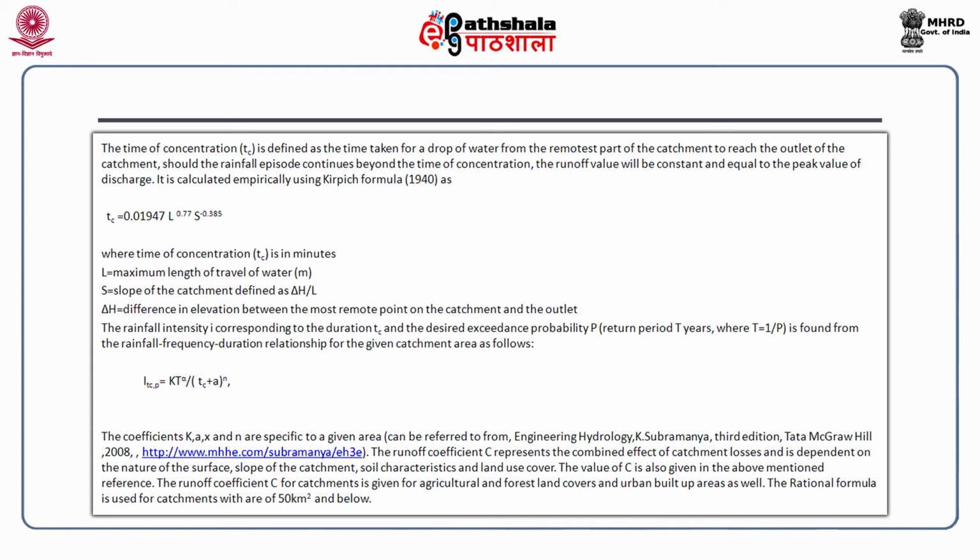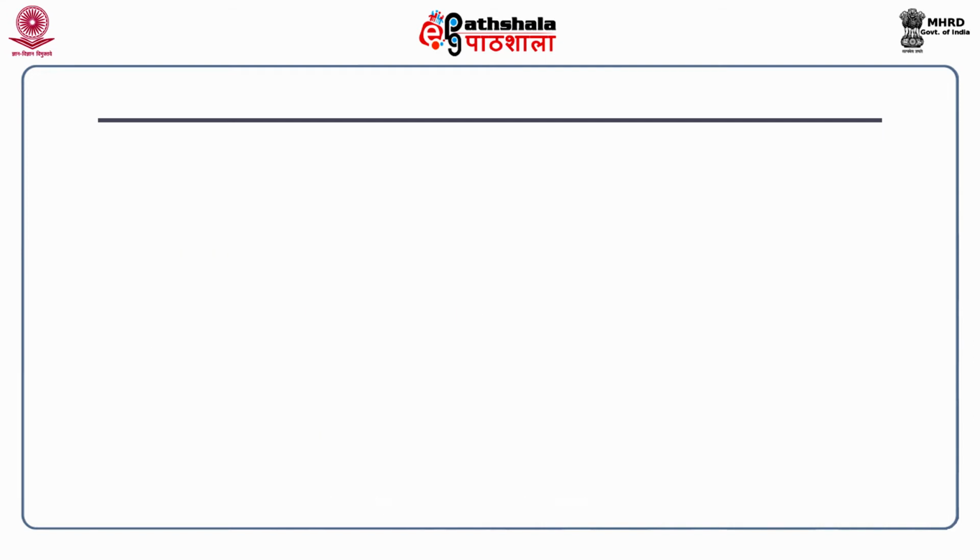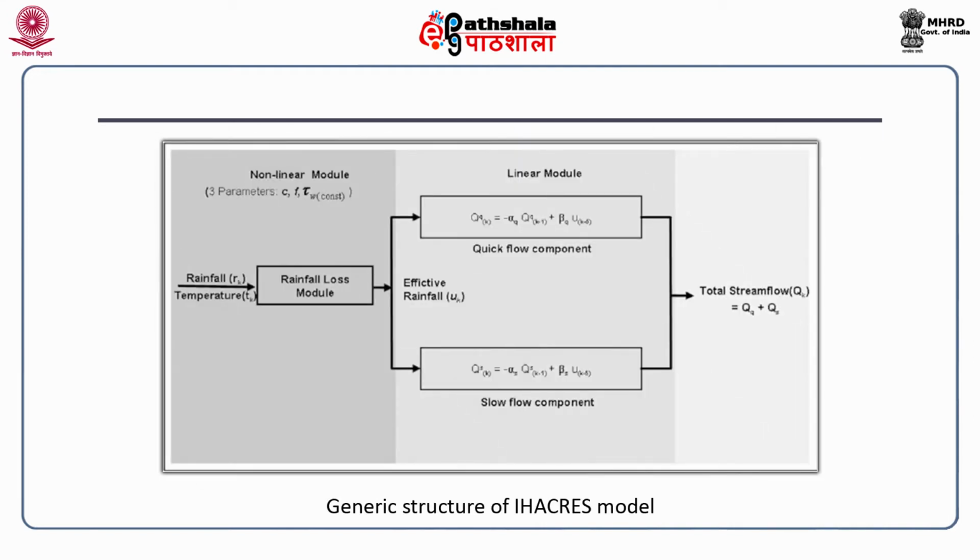As you can see, by taking one constant and two variables, we are able to generate a runoff model. That runoff model is used for smaller catchments. But in case of large catchments, we use the second type of model that you see here.